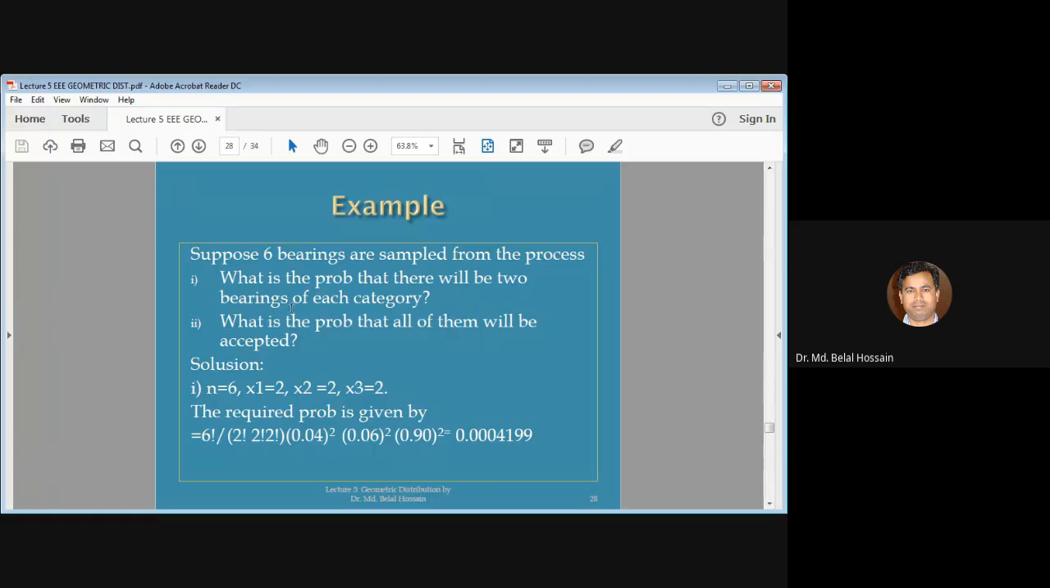Okay, now find this probability. What is the probability that there will be 2 bearings of each category? Suppose 6 bearings are sampled. Okay, so n equals 6.